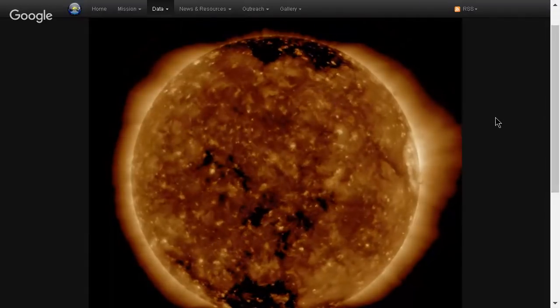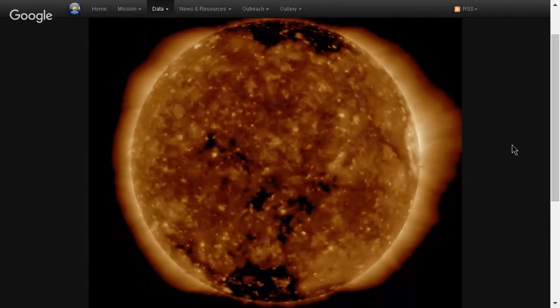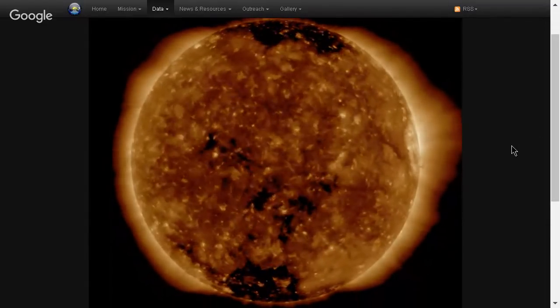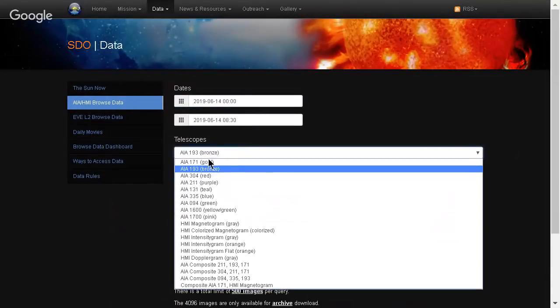And the North Pole coronal hole continues to grow as the 10.7 centimeter radio flux drops back down to 68, down from where it was yesterday at 70. Let's look at another view or two.